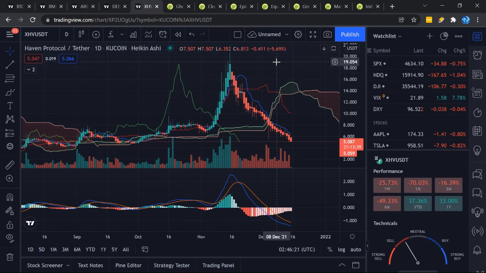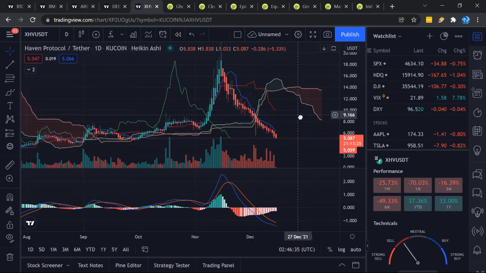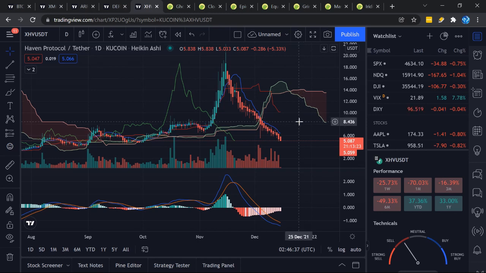And never make a trade based on any of my suggestions. Always do your own research. Look at your own technicals. Make sure you're able to put your own money at risk and you know what you're doing. So just a little disclaimer there.